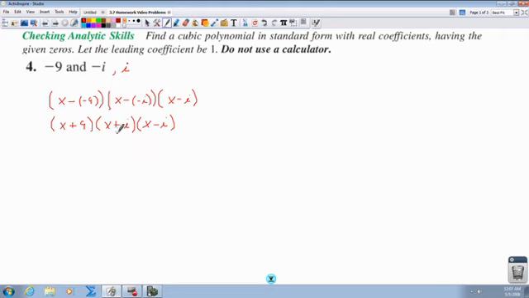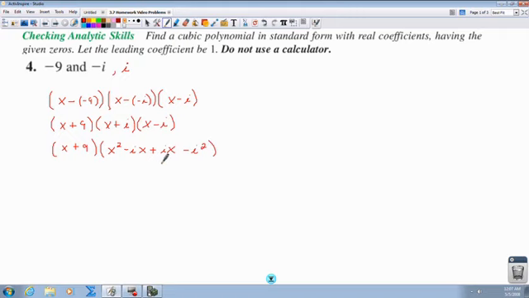I'm going to choose to multiply the conjugates together first, because that'll eliminate the i's right away. So this x plus 9 just stays out in the front for a moment, and I'm going to multiply, or FOIL, these two binomials together. x times x is x squared. x times negative i is negative ix. Positive i times x is positive ix. And then we have positive i times negative i, which is negative i squared.